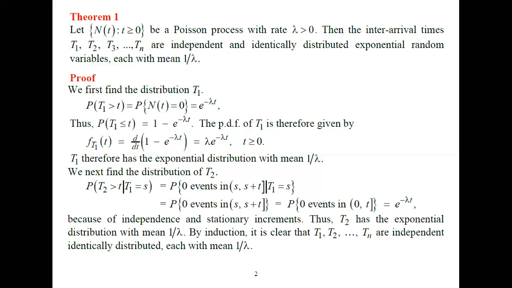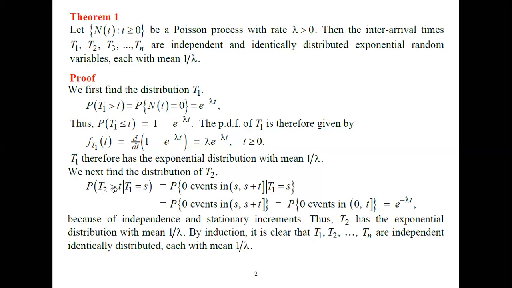T2 means that T1 has already occurred. If you are talking about T2, that's the time of occurrence of the second event. So it presupposes that T1 has already occurred. So we want to find the probability that T2 is greater than t, given that T1 is equal to s, because we are assuming T1 has already occurred. This is the same as saying the second event occurred after t, and the first event occurred at time s.